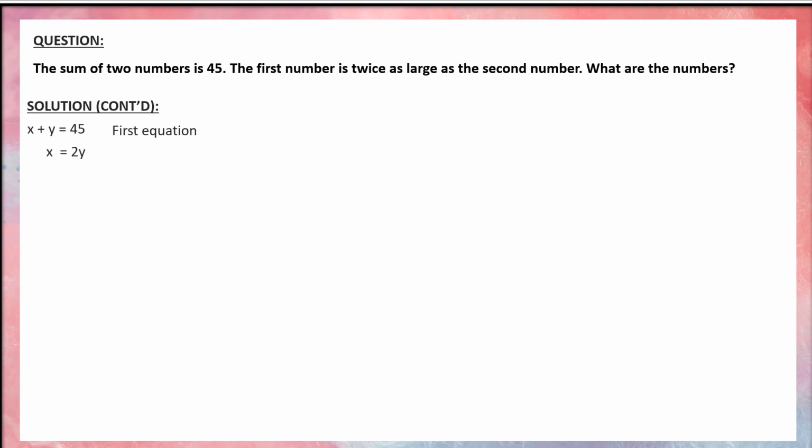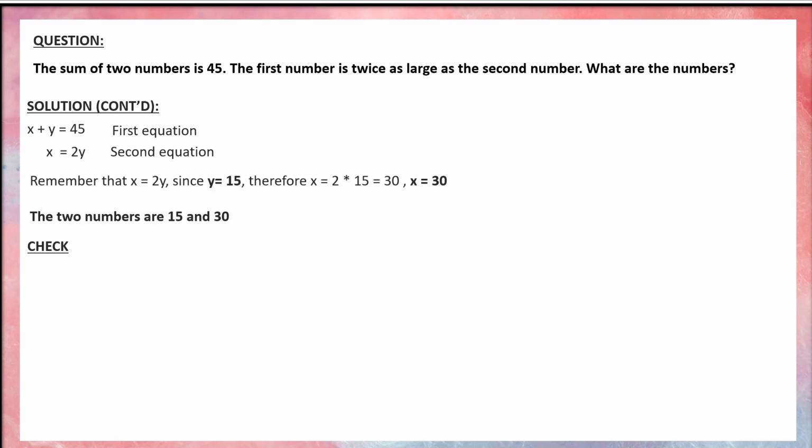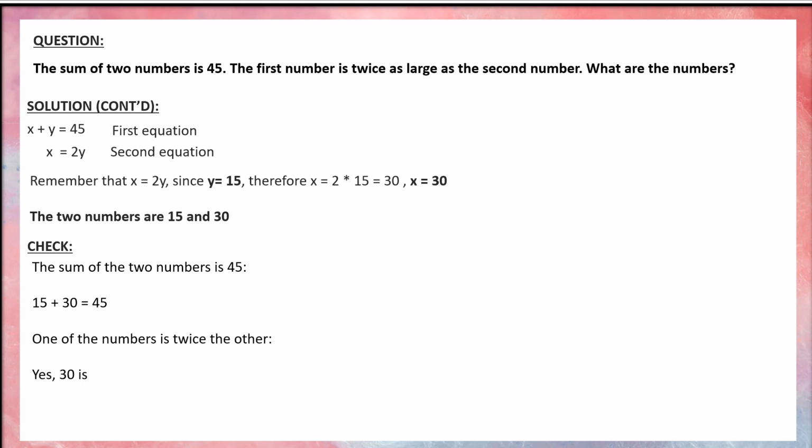What we'll do here is a check. Since we know that x is 30 and y is 15, we'll go back to the question above. The sum of the two numbers is 45. Yes, 15 and 30 is 45. And one is twice the other. We also agree that one is twice the other because 30 is twice 15. So our solutions are correct.